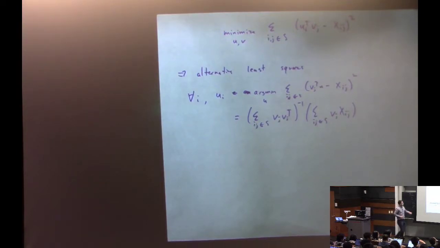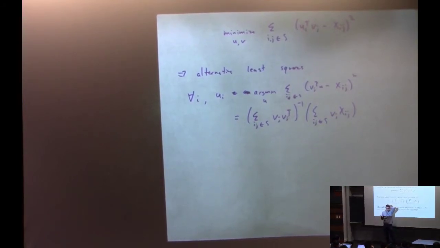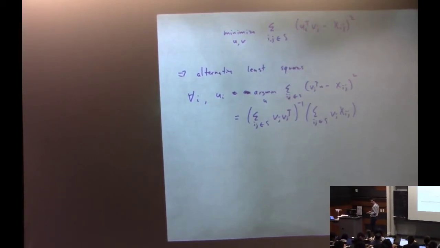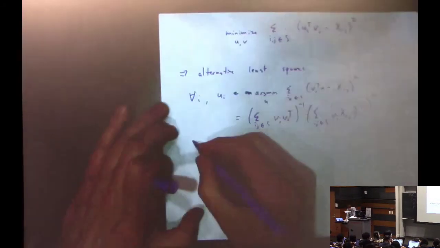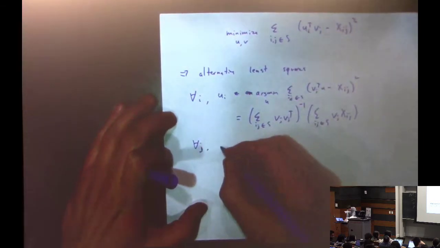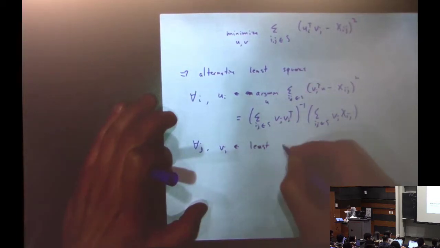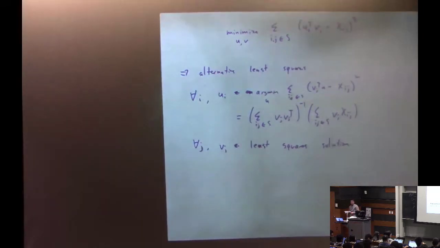And now, as is hopefully clear, because this is completely symmetric, you can do the same thing for the other case, right? So for the ui's being fixed, I can solve with least squares for all my vj terms. So for all j, vj is just the least squares solution.